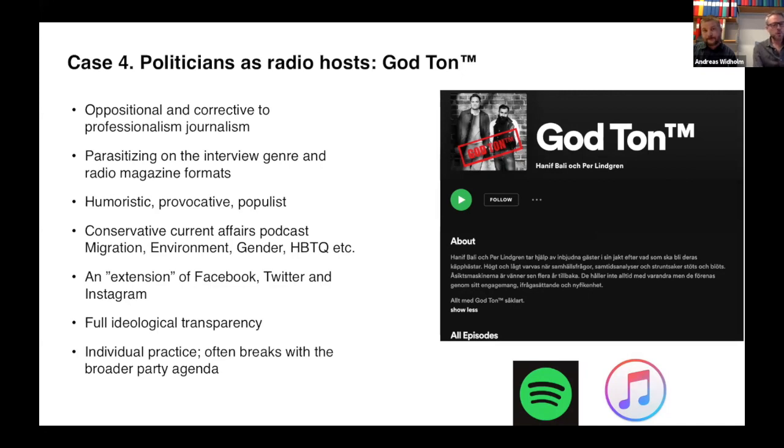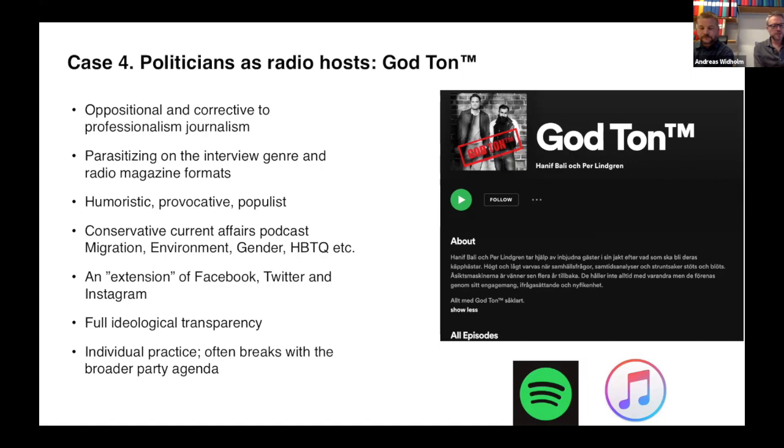God Ton can be understood as oppositional and corrective when it comes to the relationship with mainstream media. The podcast focuses on issues such as migration, gender, and the environment, and always from a critical and conservative point of view, where the target is either the current Swedish government, the Social Democrats together with the Green Party, or the mainstream media, which is often criticized. The language is humoristic and provocative. Journalists are often referred to as migration activists, for example. Criminals are described as trash or ghetto warriors and stuff like that.